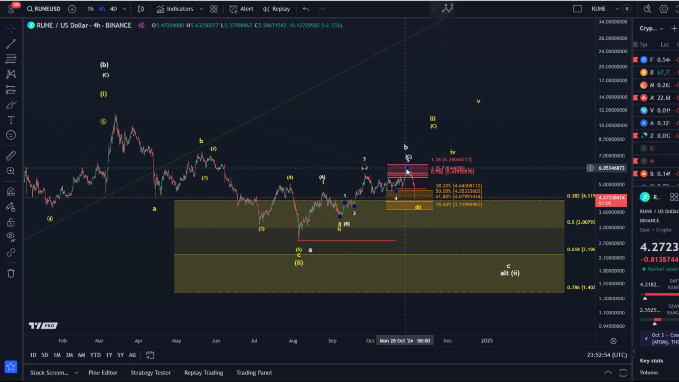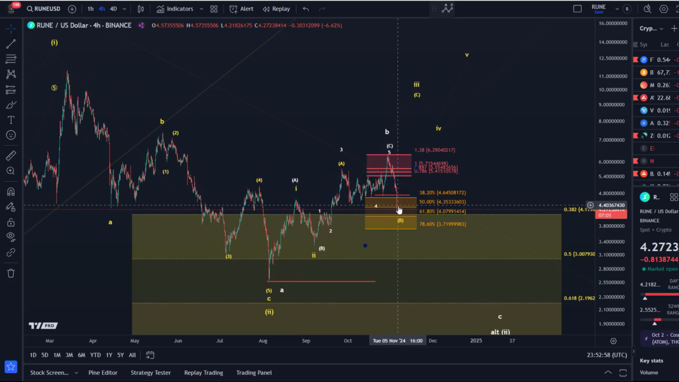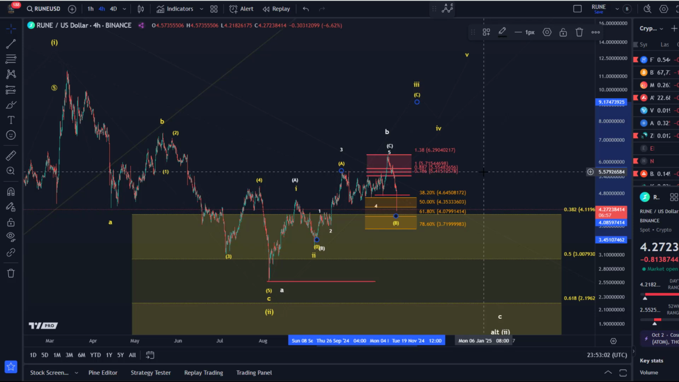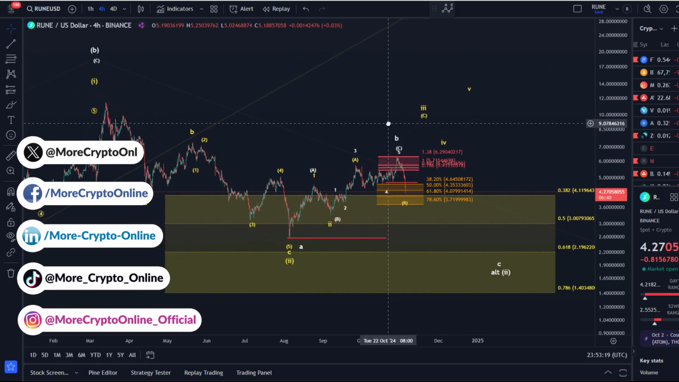RUNE got rejected in the resistance area and actually crashed down into the support region here for a possible B wave in the last few hours. The bulls need to turn up here before the price breaks below $3.72 to maintain the yellow scenario as a valid scenario in which we're moving up in a possible diagonal pattern. But again, it's just all diagonals, right?